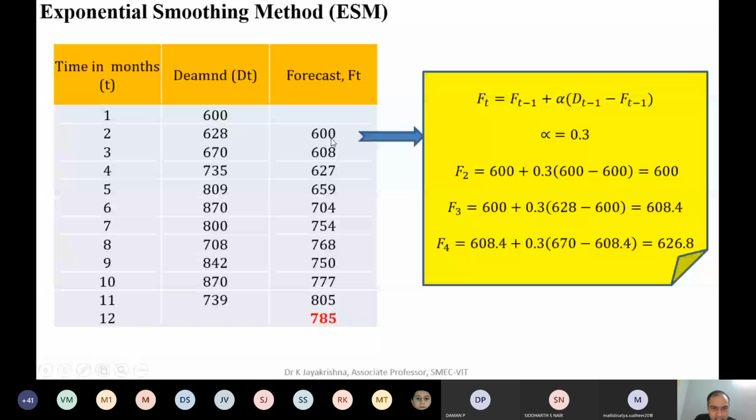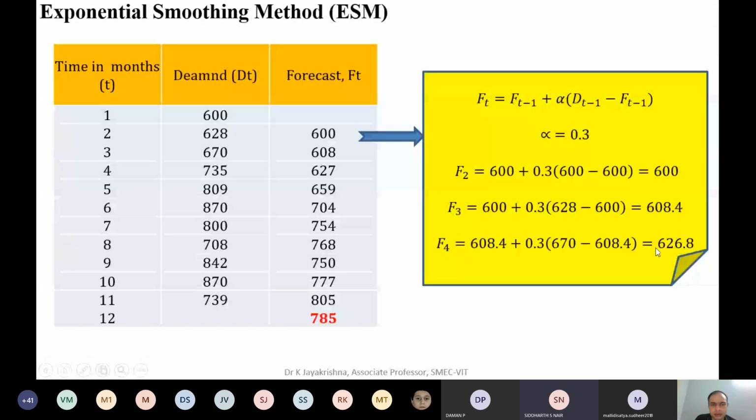Again for 608, in this second month, the forecasted demand will be 600 and the actual demand will be 628. So that's 600, the forecasted demand, plus 0.3 into the actual demand of 628 minus the forecasted demand. Okay. The next case of 627, how I got it? The actual demand is 670, the forecasted demand is 608. So 608 plus 0.3 into 670 minus 608, I'm getting 626. Okay. You got it?